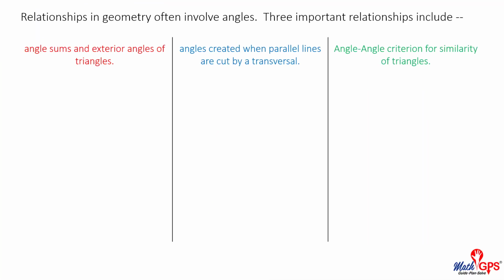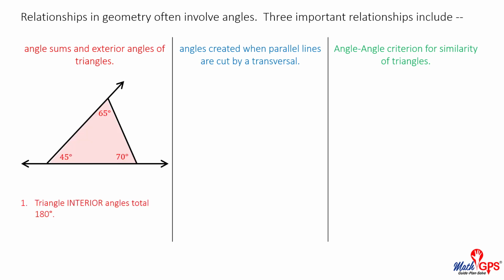Relationships in geometry often involve angles. Three important relationships include angle sums and exterior angles of triangles, angles created when parallel lines are cut by a transversal, and the angle-angle criterion for similarity of triangles.